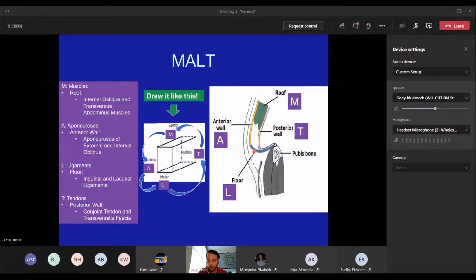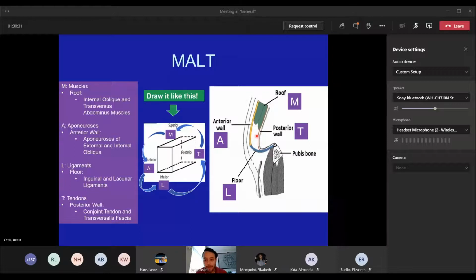Those are going to make the floor of the canal. And then the T is going to be the posterior wall, which is going to be tendons. It's going to be your conjoint tendon and your transversalis fascia, right? So everything is going to have two structures associated with it, right? So the roof, the anterior wall, the floor, and the posterior wall, all going to have two structures associated with it. But the easiest way to remember it is going to be muscles, aponeuroses, ligaments, and tendons, right? So just to help you organize yourself in regards to that.